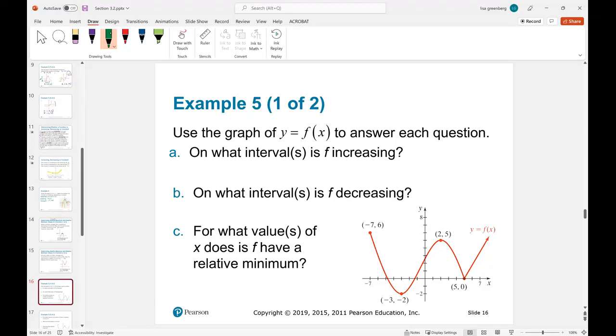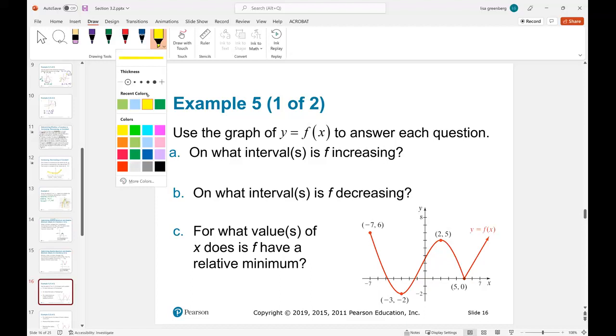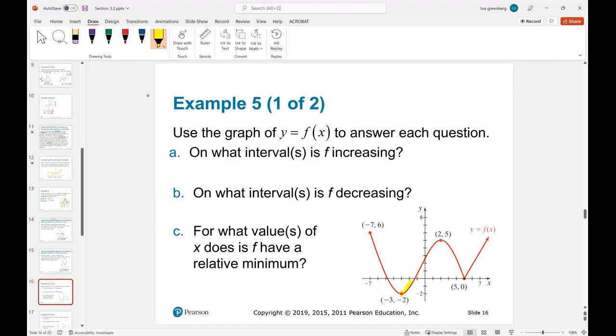We're going to try to find on what intervals f is increasing first. Well, we can see that increasing means it's going up. So it's going up from here to here. And it's also going up from here to here. So I have two separate intervals. One of them is from, and these are x values, so from -3 to 2.